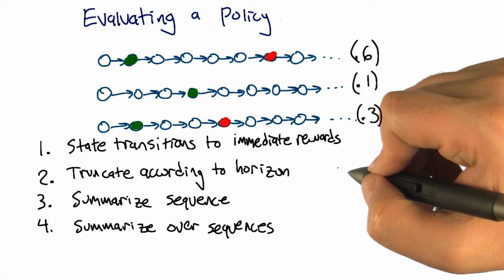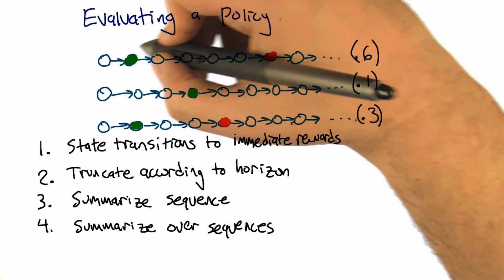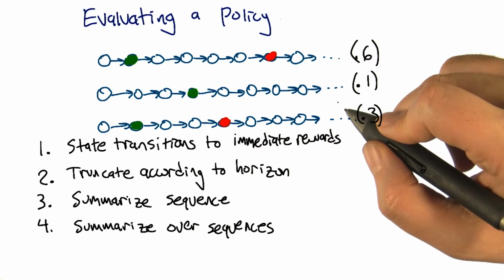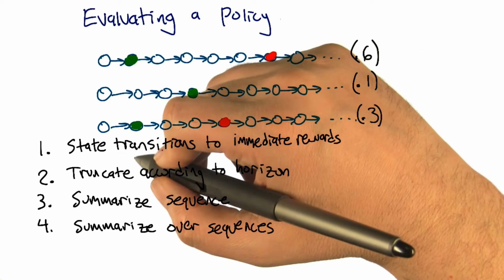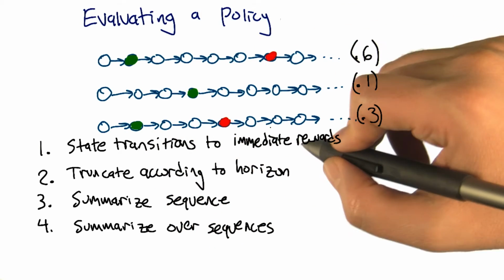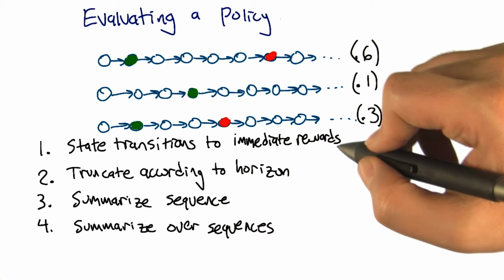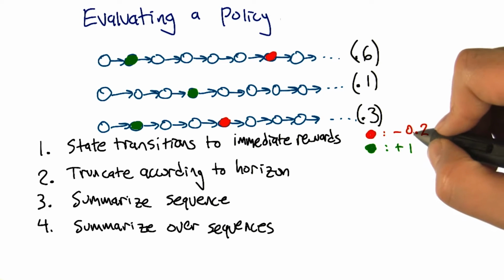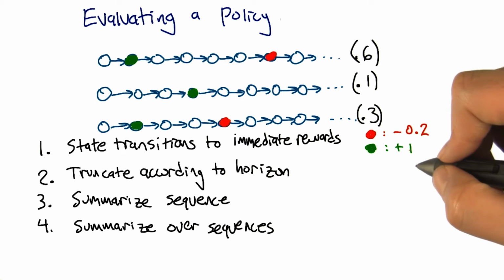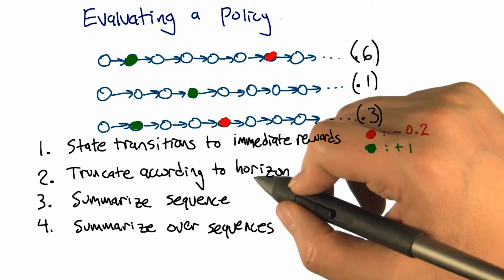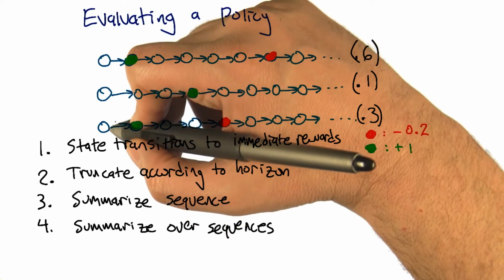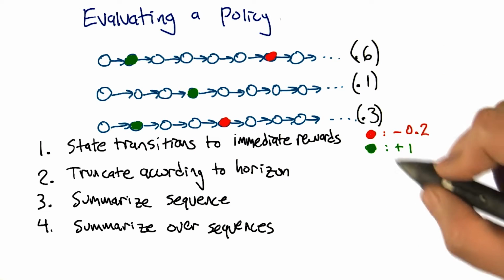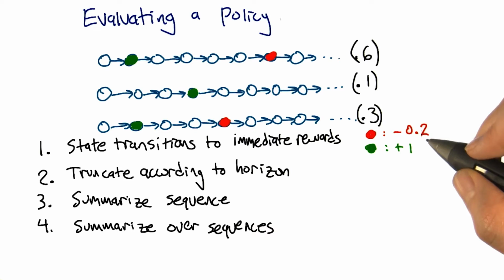All right, so here are the 4 steps that we need to do to take what was once a set of sequences of states and turn them into a single number. The first step is, for each of the state transitions, we need to turn it into actual numbers, the immediate rewards. In this case, maybe landing in a red state gets us minus 0.2 and landing in a green state gets us a positive 1. What is it in the definition of the MDP that allows us to translate between state transitions, from some state via some action to some next state, to actual numbers for that transition? Oh, it's our reward function.